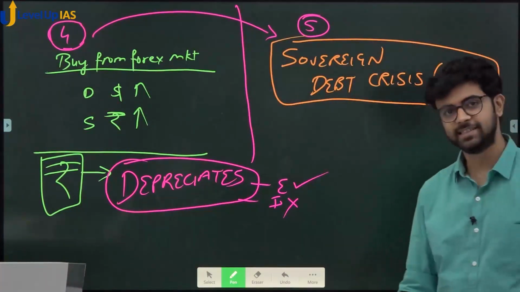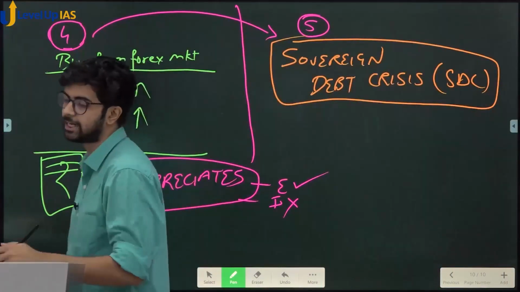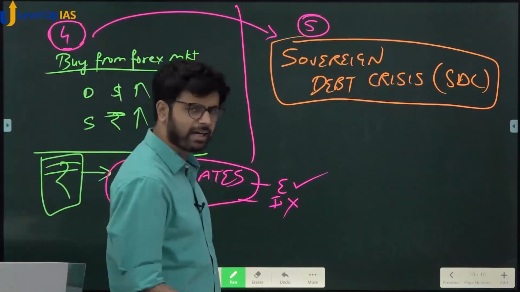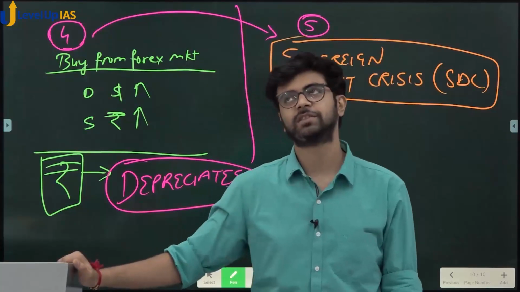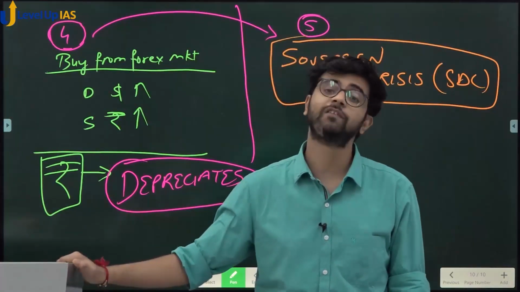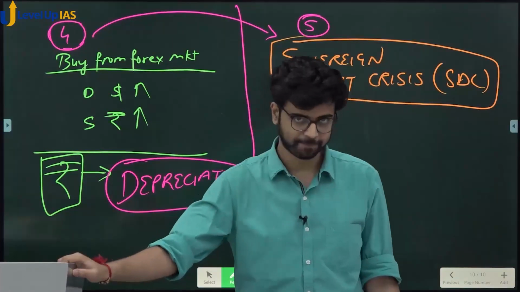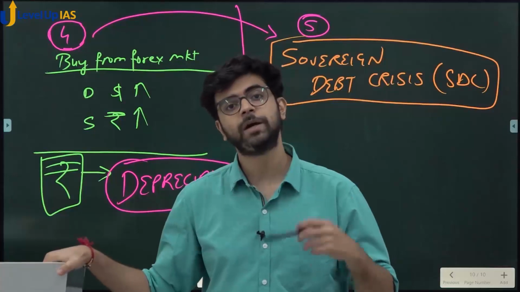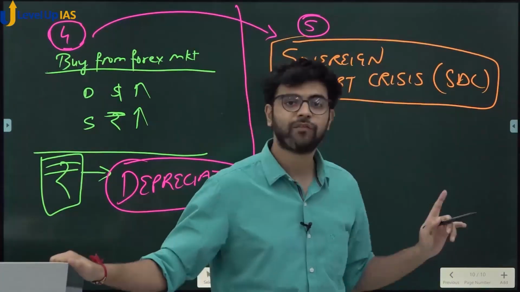Sovereign debt crisis, SDC. Sir, what is the meaning of sovereign debt crisis? We had discussed this in the earlier lectures, in the fiscal policy lectures, when we were speaking about debt. Remember, we had a lecture called All About Debt. Then I had told you, when we are not able to repay foreign loans in foreign currency, it is called a sovereign debt crisis.